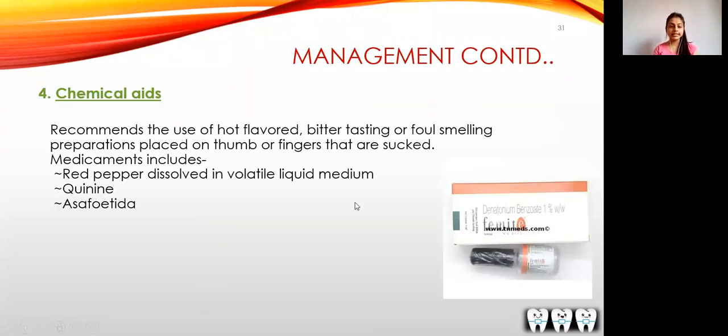Next are the chemical aids. It recommends the use of hot flavored, bitter tasting, and foul smelling preparations that are to be placed on the thumb or the finger that is sucked. The medicaments include red pepper dissolved in a volatile liquid medium, quinine, and asafoetida. In the market, various anti-thumb sucking solutions are also marketed, for example, Femite, Anti-thumb, and Thumbs Up.